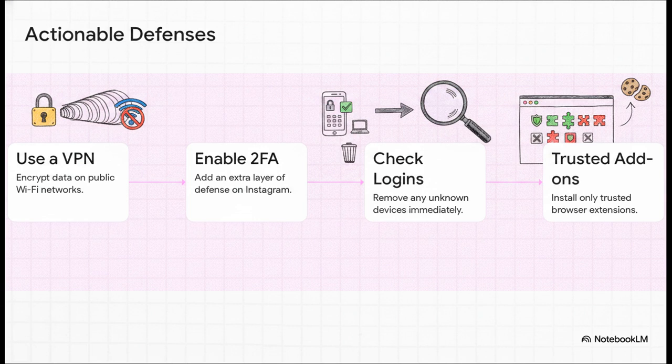Step 2. Enable two-factor authentication on Instagram. Now, while it doesn't stop session hijacking directly, it's an absolutely critical layer of overall defense. Step 3. Go into your Instagram settings and regularly check the Where You're Logged In section. If you see a device or a location you don't recognize, boot it off immediately. And Step 4. Be ruthless about your browser extensions. Only install trusted ones and never grant unnecessary permissions, because rogue extensions can easily steal cookies. Combining these steps drastically reduces your attack surface.